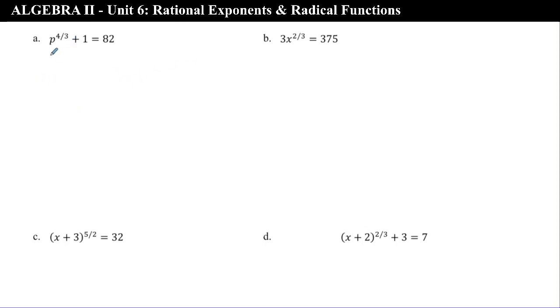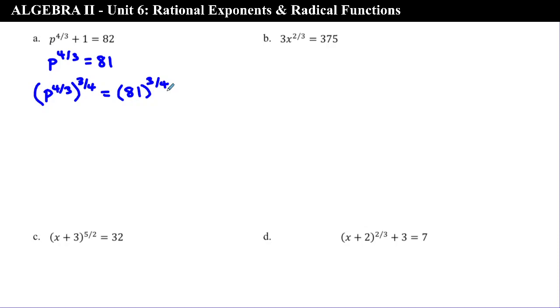So let's start off with A. We have p to the 4/3 plus 1 equals 82. First thing you got to do is isolate your variable. So we do that by subtracting 1 from each side. And when we do that, we get p to the 4/3 equals 81. Now we're going to raise p to the 4/3 to the 3/4 power. That's the reciprocal. And if we do it to that side, we have to do it to this side.